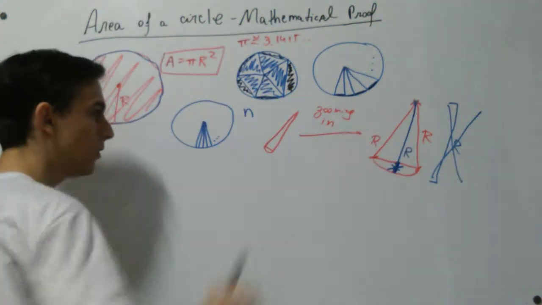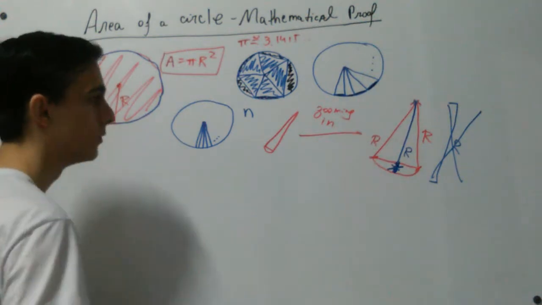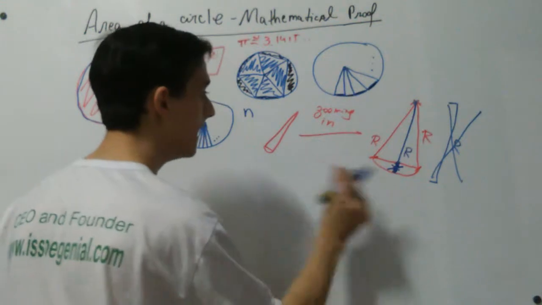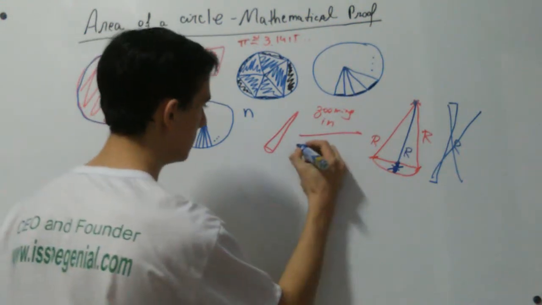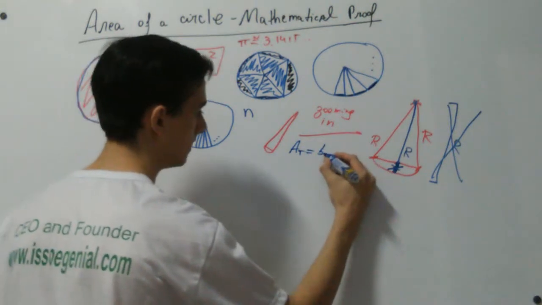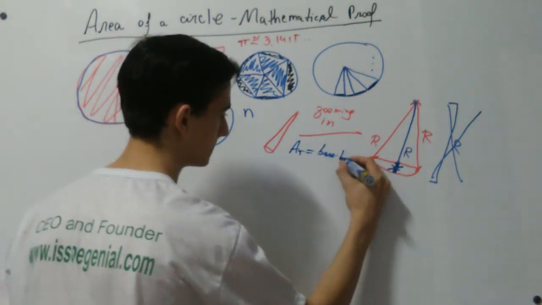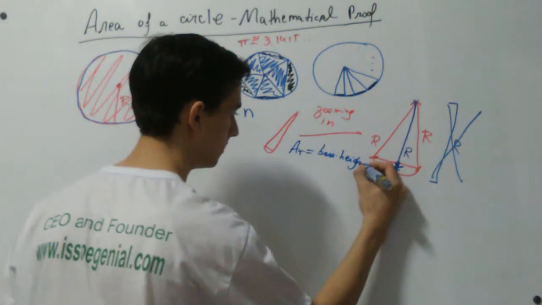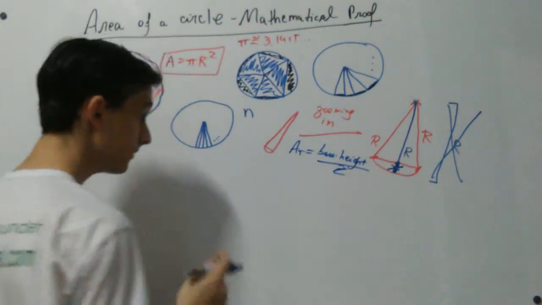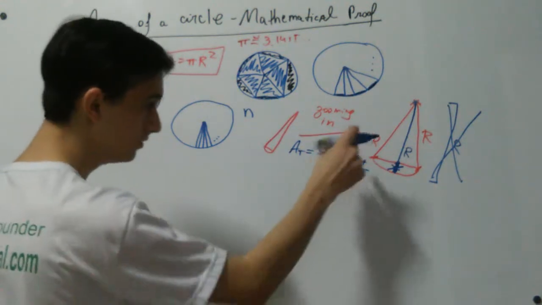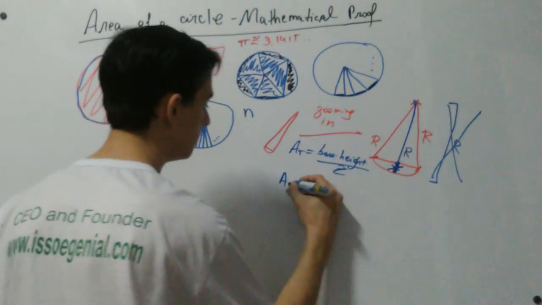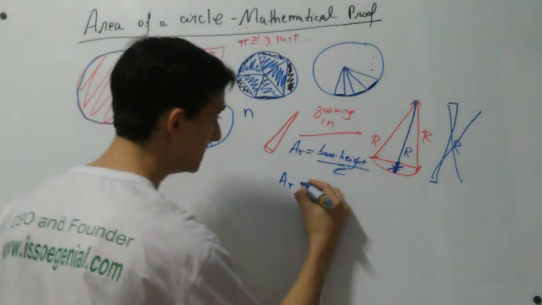And now we can calculate the area of one little triangle. As we know, the area of a triangle is base times height divided by 2. So let's apply this equation to one little triangle. The area of one little triangle is going to be the base.